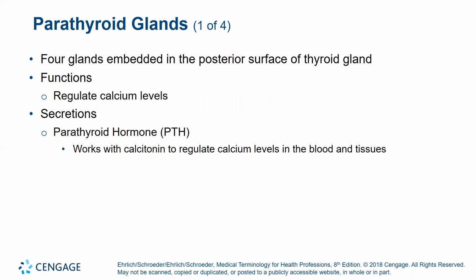So we have four parathyroid glands embedded in the posterior surface of the thyroid gland. The functions: they regulate calcium levels. Secretions are the parathyroid hormone, PTH. It works with calcitonin to regulate calcium levels in the blood and tissues.